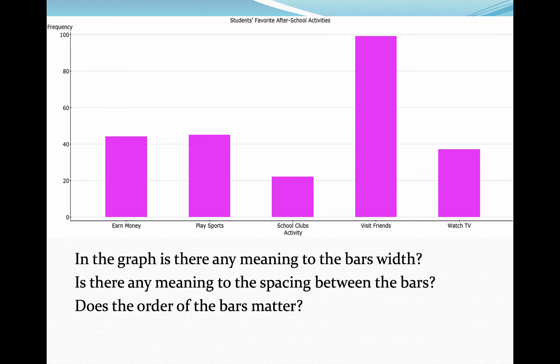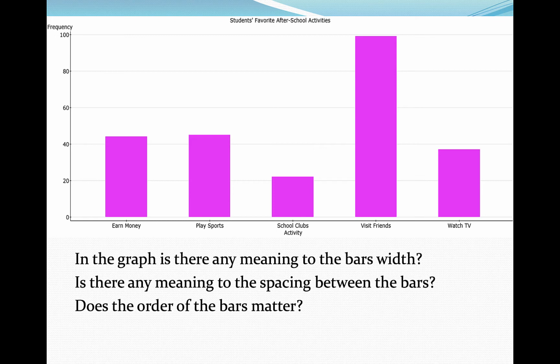With a bar graph, we assume it's qualitative, which means we just make all the bars the same width, which represents no quantity. It's just best visually to keep them all the same width. Is there meaning to the spacing between the bars? Same thing. We just evenly space them. We just make everything uniform. But there's no meaning to the spacing between those bars.